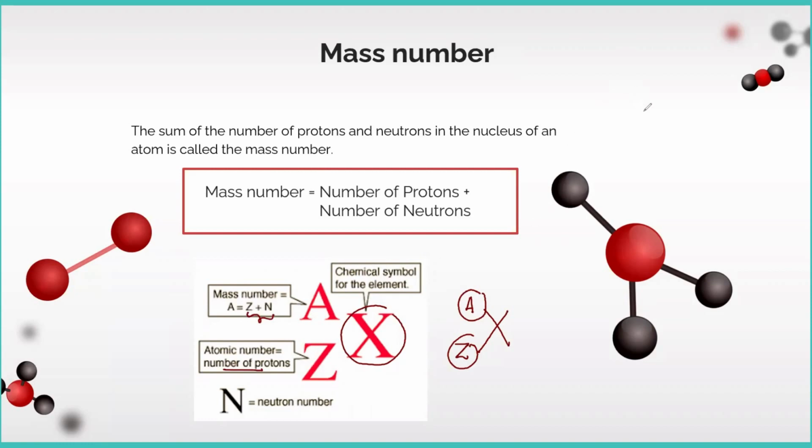So the standard method of writing the standard symbol is the element along with its atomic number and the mass number. For an example, if we have hydrogen, the atomic number is 1, the mass number is 1. If you have carbon, the atomic number is 6, mass number is 12. So this will be considered as the standard way to write the symbol for an atom, including the atomic number and mass number.